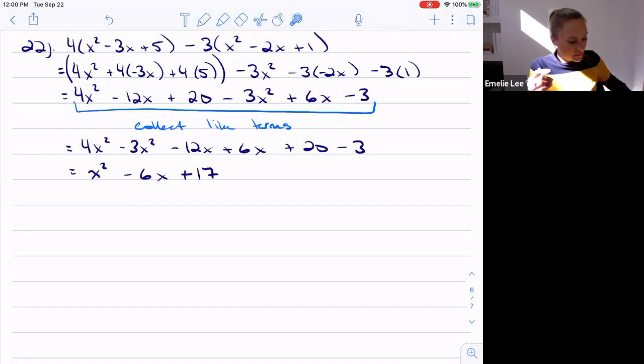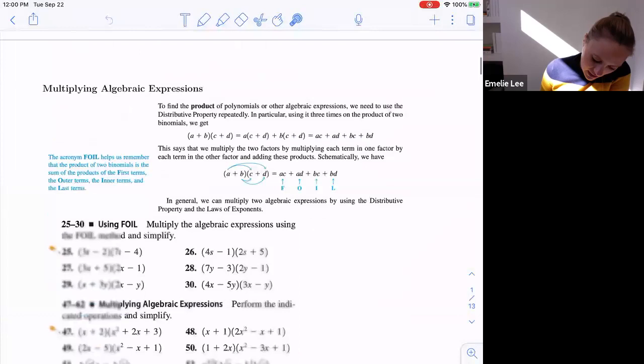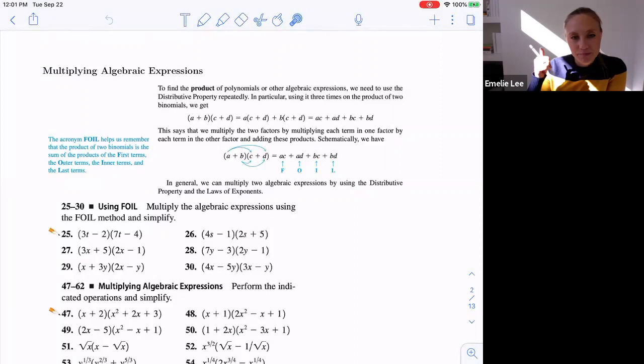So that's adding or subtracting polynomials. Now let's talk about multiplying polynomials. You might have heard of FOIL in the past. FOIL is an acronym to tell you how to do things. I personally don't find it very helpful. If you find it helpful, that's great, that's awesome. But for me, I just work methodically and multiply things through.